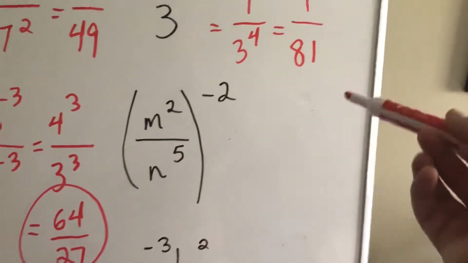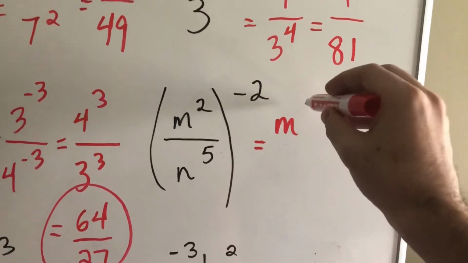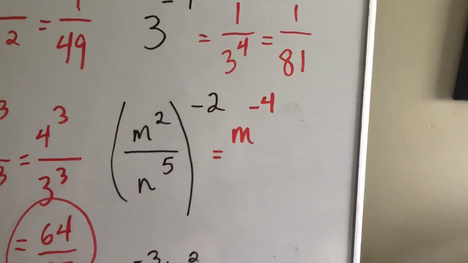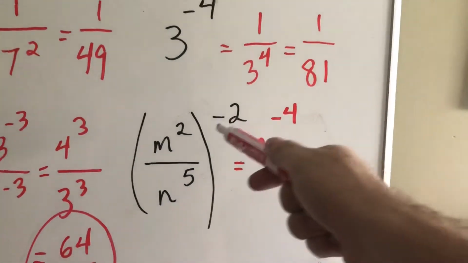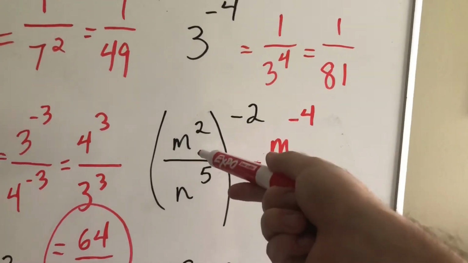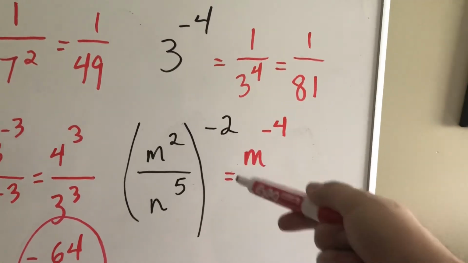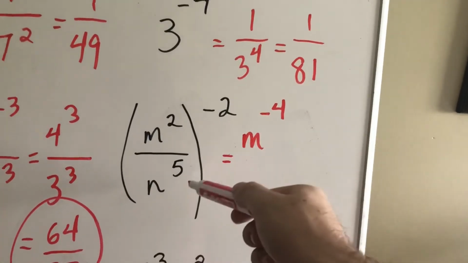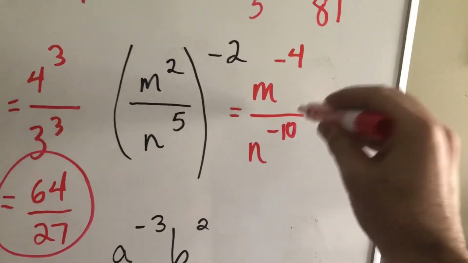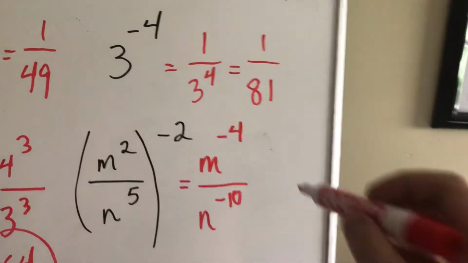Similar problem right here with variables. I would apply that quotient rule first. So let's go m to the negative fourth. So this is a combination of quotient rule and the power rule, where I have to take negative 2 and apply it to both the numerator and the denominator. When I do it to just the numerator, it's m squared and it's 2 times negative 2. So we get m to the negative fourth. When I do that for the denominator, it's going to become n to the negative 10th, right? Take n to the 5th, 5 times negative 2, n to the negative 10th.